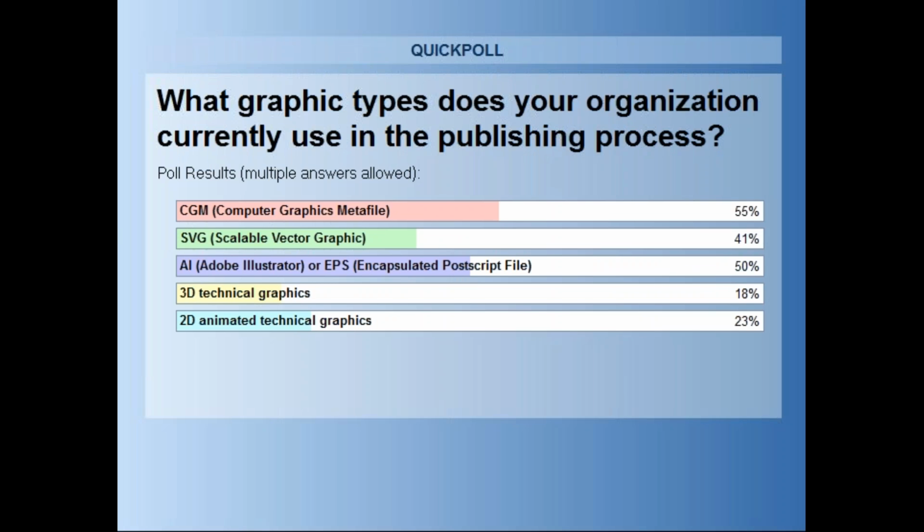So we've got 55% with CGM, which is a good qualified audience. Interestingly, we've got 41% SVG. That's an interesting number. And Adobe Illustrator 51%. Again, interesting that Adobe Illustrator files are being used. It could also be PDFs as well, I suppose. 80% 3D and 23% 2D. So interesting, we have got 3D graphics being used as well.